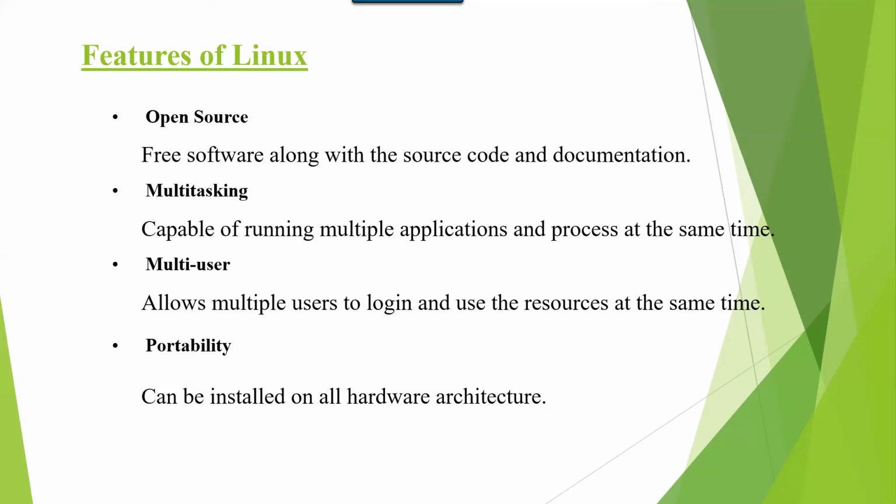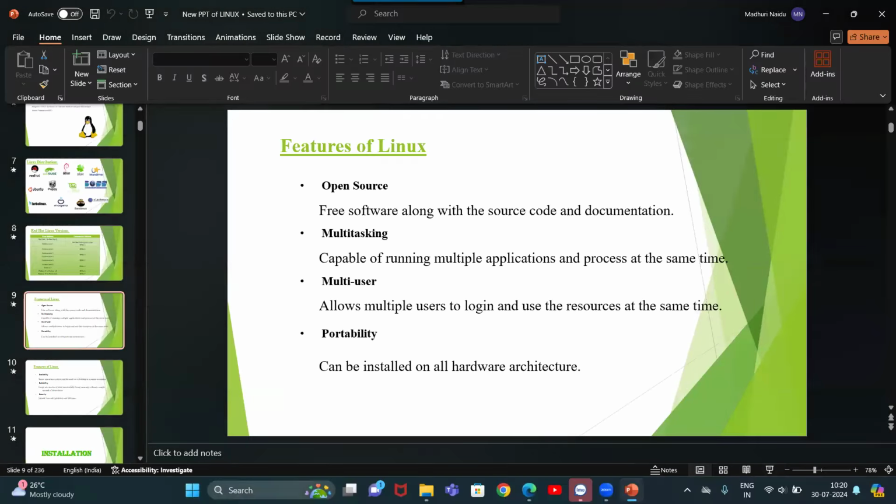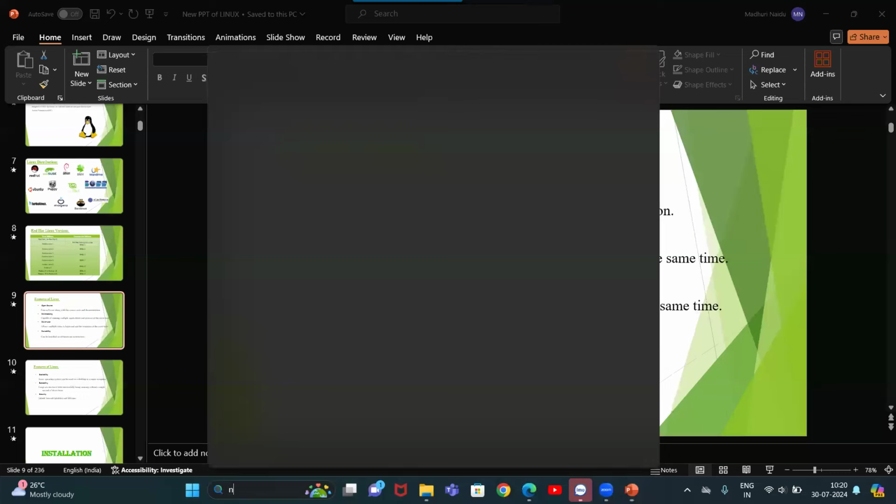And the second point is multitasking. Multiple tasks it can perform at a time. It can run multiple applications at a time. This feature is available in most of the operating systems. And the next one is multi-user. Multi-user means, first I'll give the types of operating systems.